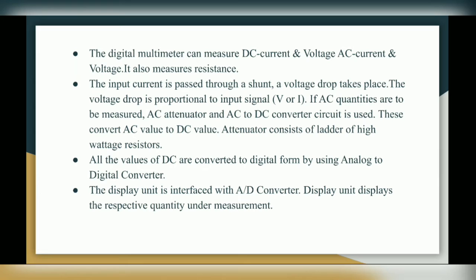Attenuator consists of ladder of high wattage resistance. All the values of DC are converted to digital form by using analog to digital converter. The display unit is interfaced with A to D converter. Display unit displays the respective quantity under measurement.